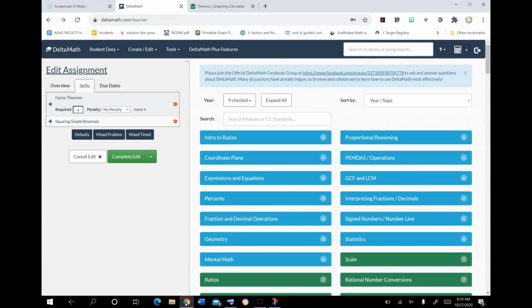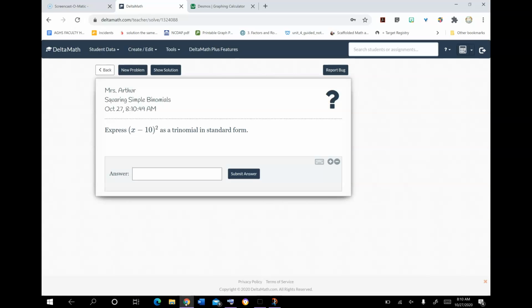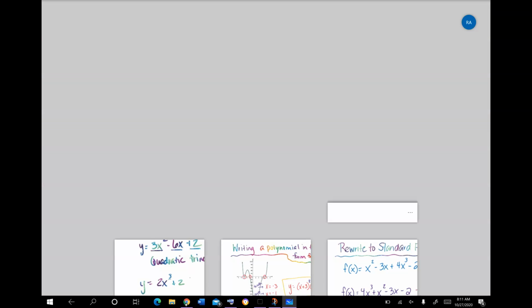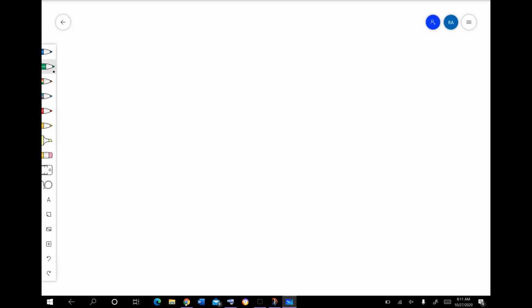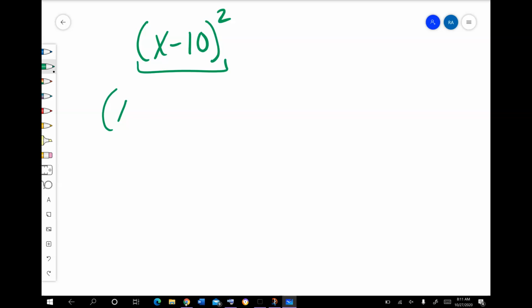The other part is something I want to make sure we understand because it's a really big mistake. It's multiplying binomials squared. So, x minus 10 squared. Let's get a new screen going. It is x minus 10 quantity squared. Now, you cannot distribute that 2. That is not what you do. This really means that there are 2 of those. I can say x minus 10 times x minus 10. That is what that exponent means: there are 2 of those quantities.